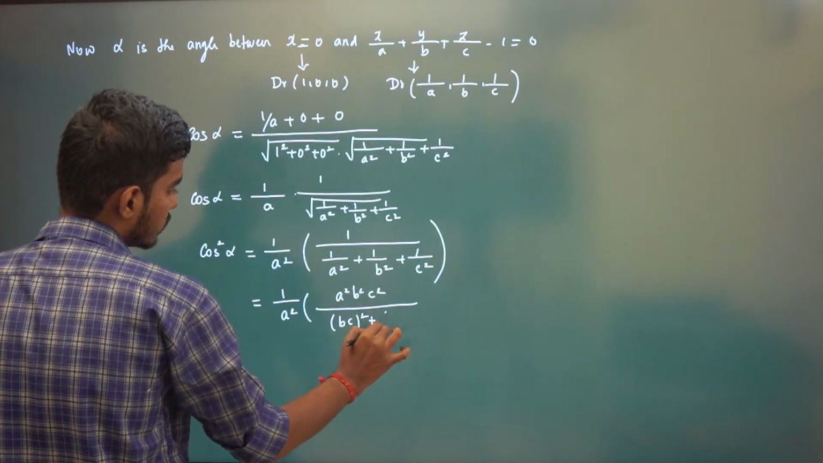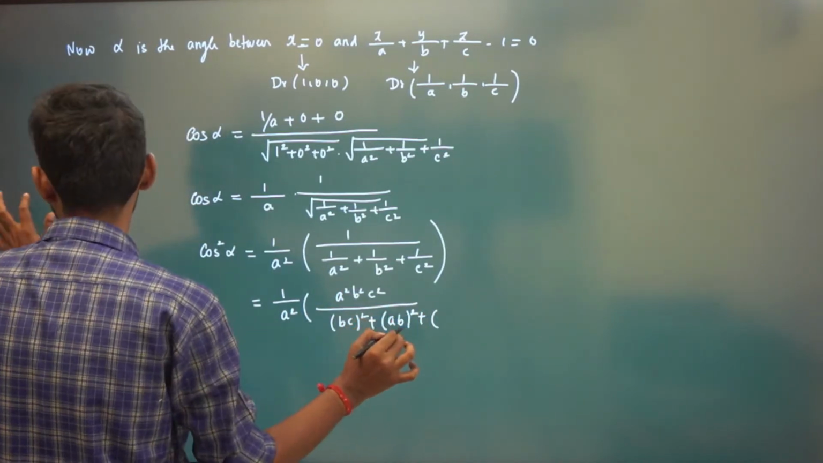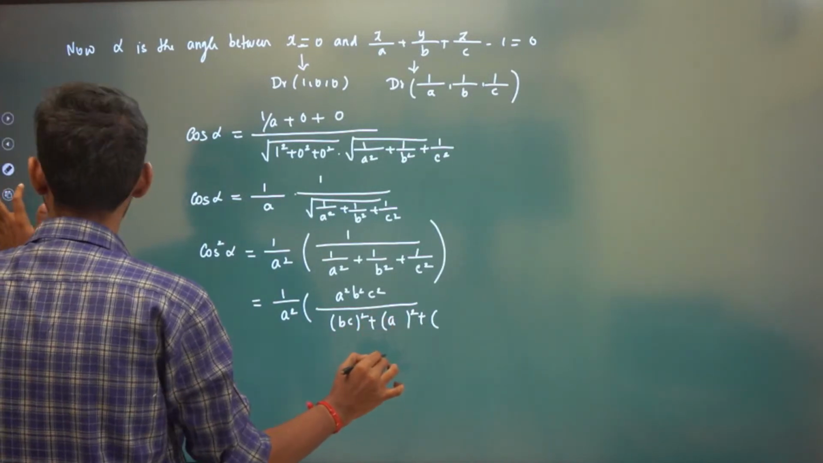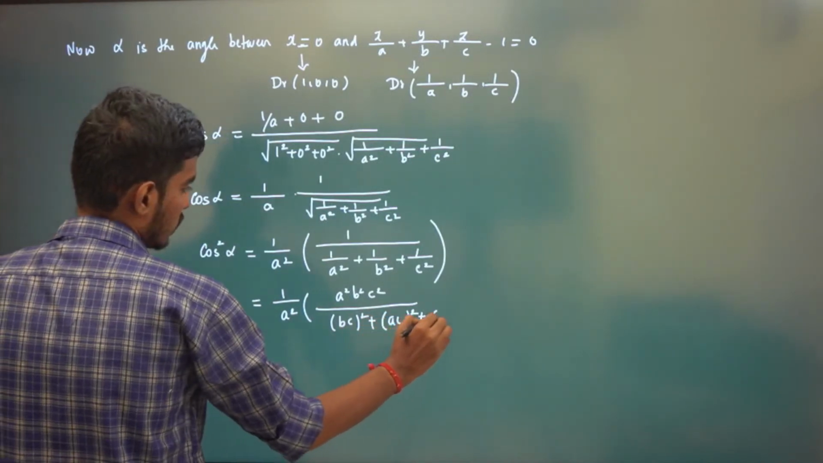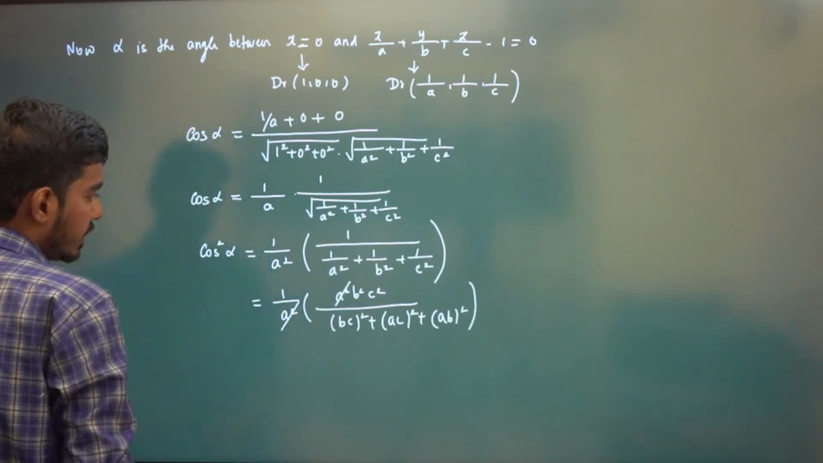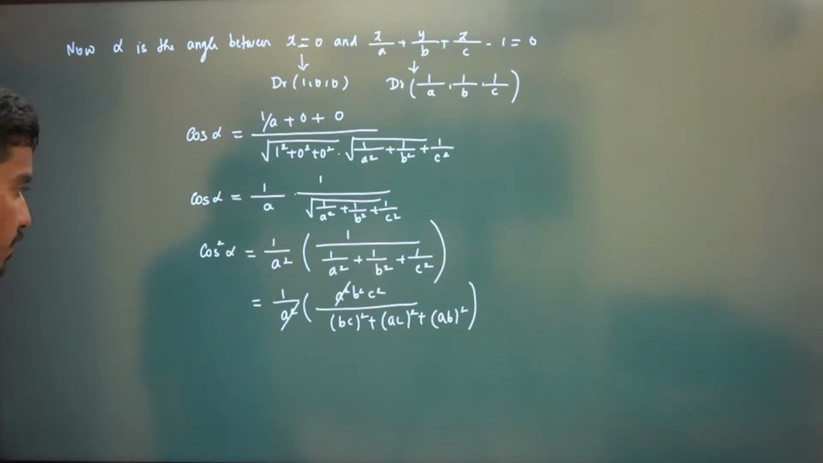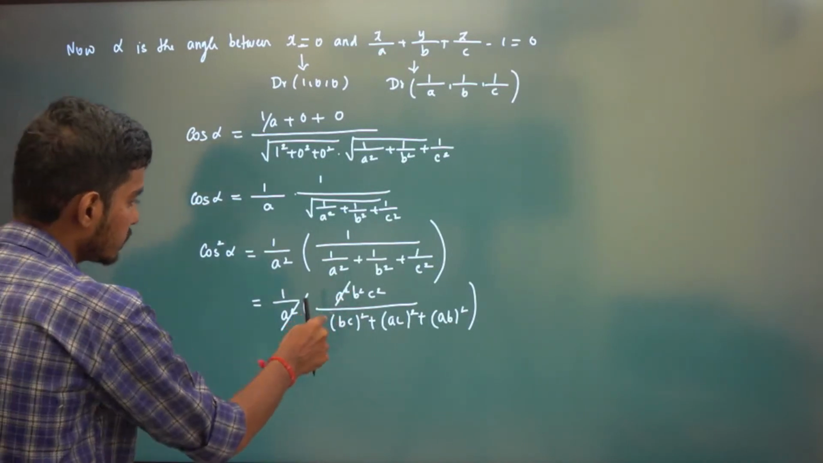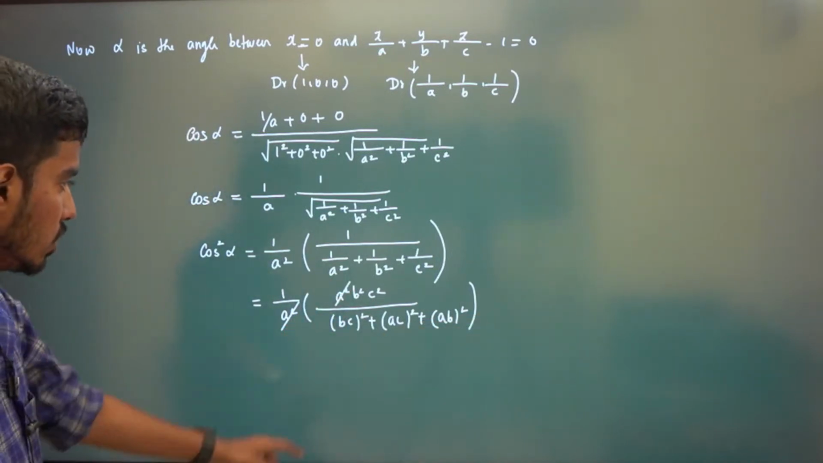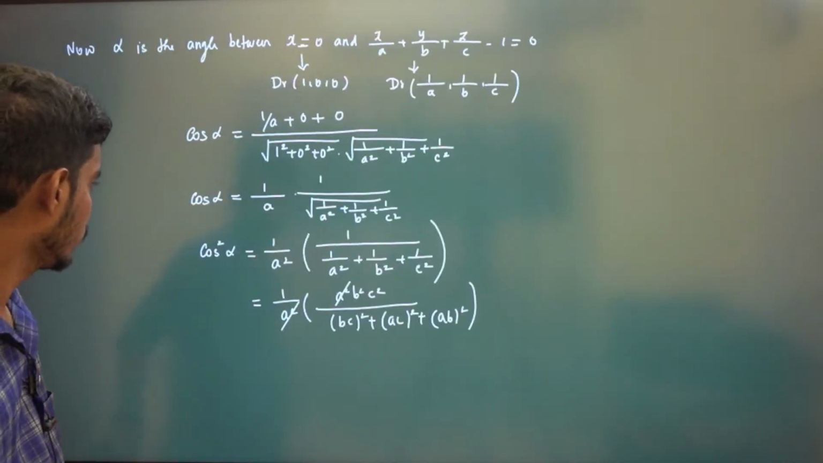Here b square is there, ab is missing. And here ac. This will be ab whole square. Now a square will get cancelled. So we have b square c square divided by bc whole square plus ac whole square plus ab whole square, right? Now you can see b square by this is what? B square by this is what? B square by this is root.